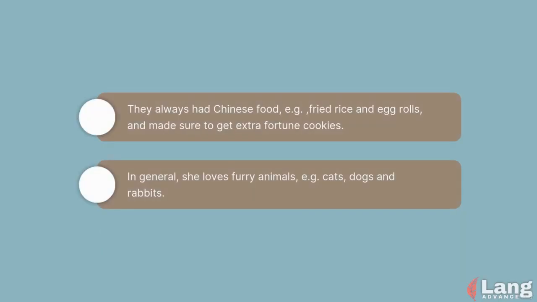They always had Chinese food. For example, fried rice and egg rolls, and made sure to get extra fortune cookies. In general, she loves furry animals, for example, cats, dogs, and rabbits.